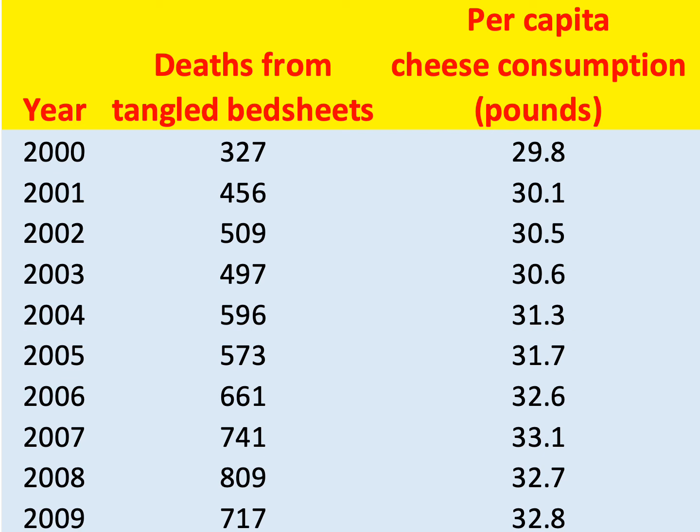If I asked you to, you could let the second column with the number of deaths be your X variable, and you could let the third column with cheese consumption be your Y variable, and you could calculate the correlation between the two variables. I am not going to ask you to do that today, but I have created the scatter plot showing the relationship between these two variables.